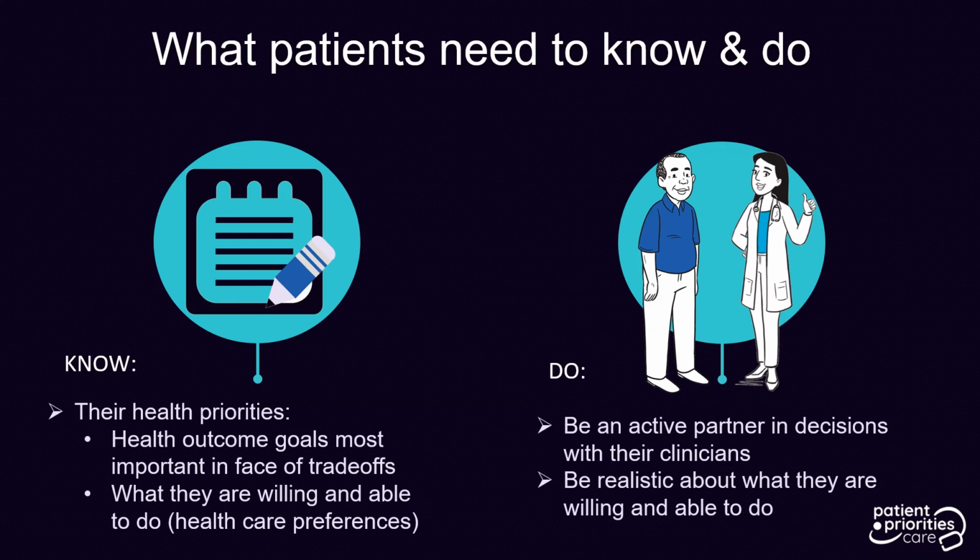What do patients need to know and do to make patient priorities care work? They need to know their health outcome goals that matter most to them in the face of their necessary trade-offs. They can't have it all, but they can decide what matters most. They also need to be more active partners in decision-making and be realistic and honest about what they're willing and able to do. You'll learn how to help patients do this.